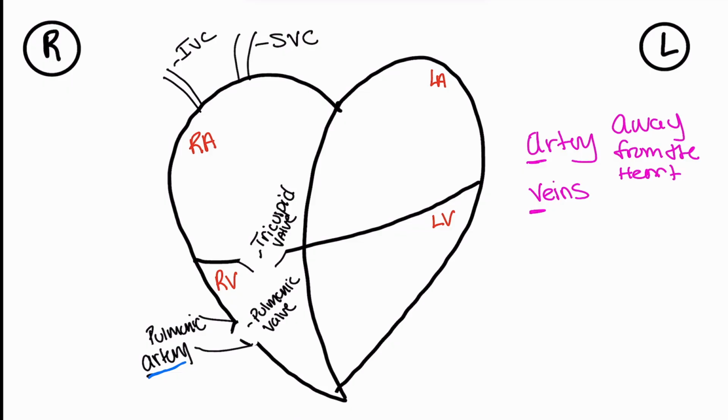And veins are going to the heart. Now if we look at arteries and a way, what do they have in common? We have an A here, I already highlighted that, and an A here. The simplest way I found to remember that is arteries away, A.